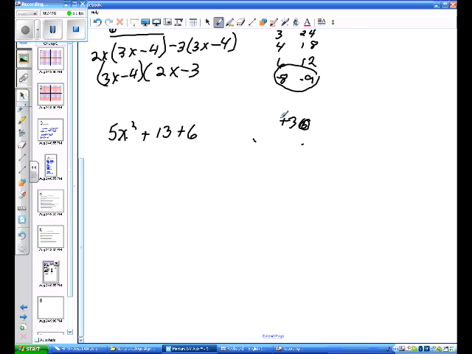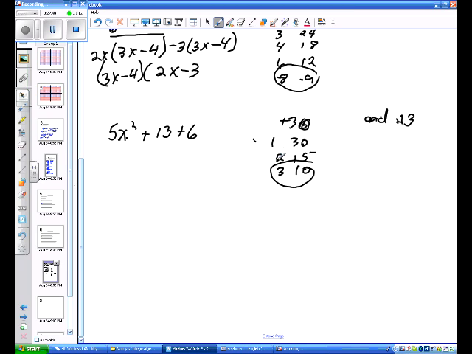So I want numbers that multiply to be 30. Since it was a positive 30, my signs are the same. So I'm going to add them to get 13. And it's a positive 13, so that lets me know that they're both pluses. So my factors of 30: 1 and 30, 2 and 15, 3 and 10. There's the two that add to be 13.